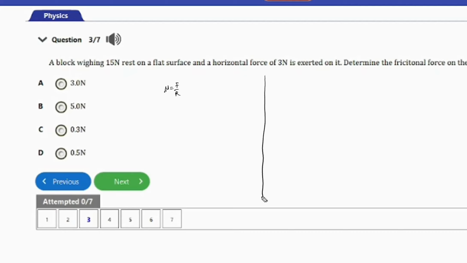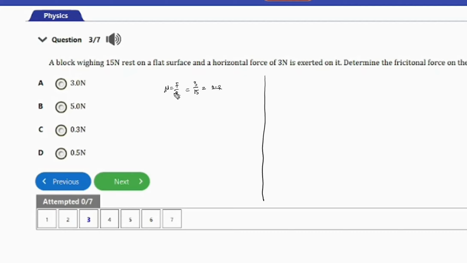For this here, since a force of 3 Newton is exerted on it, this is the force in action, and then we'll divide this by the weight, which is 15 Newton here, in order to get the coefficient of friction. If we do that here, we're going to have 3 Newtons over 15 Newtons, which is actually 0.2.